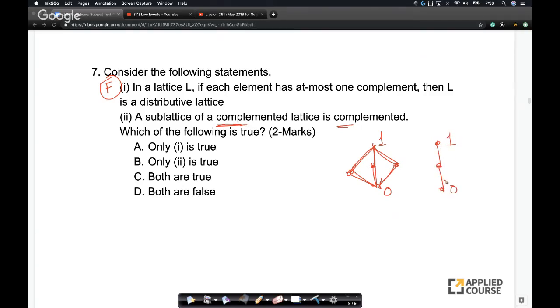This chain of 3 elements is a sublattice of this lattice, but this is not complemented. What is the complement of this? There is no complement of this, right? So this chain is not complemented, right? So while this is a complemented lattice, its sublattice is not complemented, so this is also false. So what will we end up with? We'll end up with option D. Both options are false. Okay, sounds good.